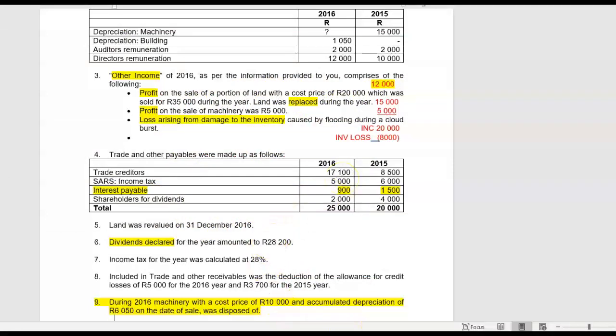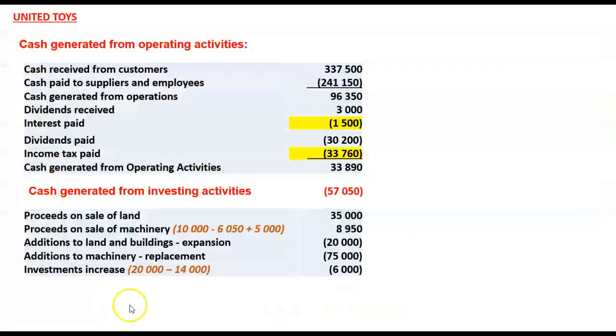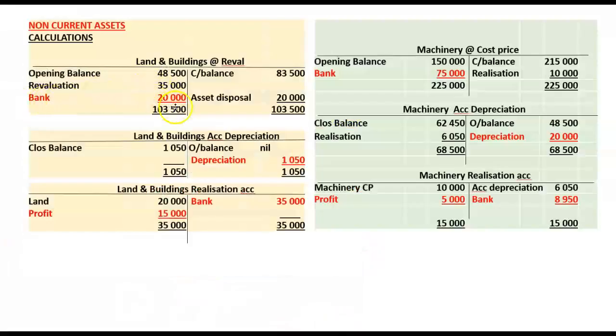So in our section of cash flow from investing activities, let's go and dump the information that we already have. Proceeds on the sale of land, the cash inflow of 35,000 rand. Additions to land and buildings, they tell us then it is replacement. Don't you go and write expansion if it was replacement. Replacement, 20,000 rand in brackets. And that was the balancing figure which we have worked out here.